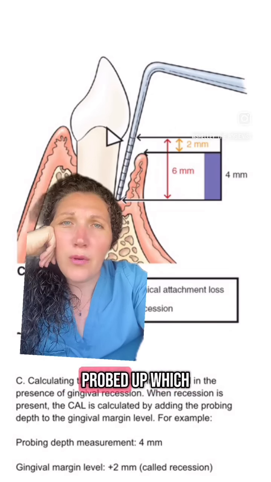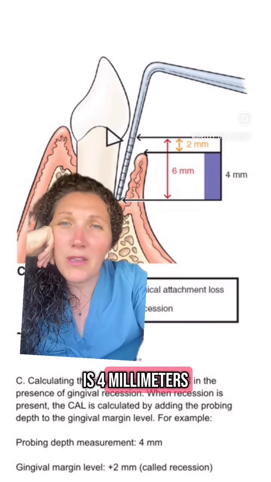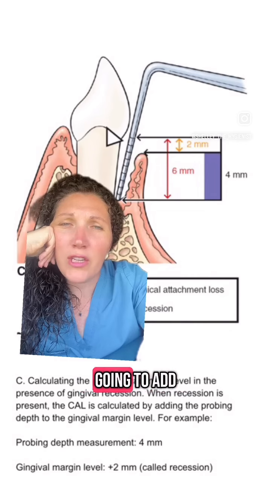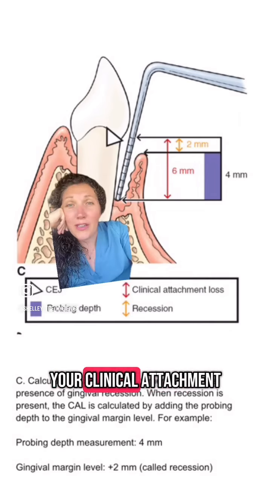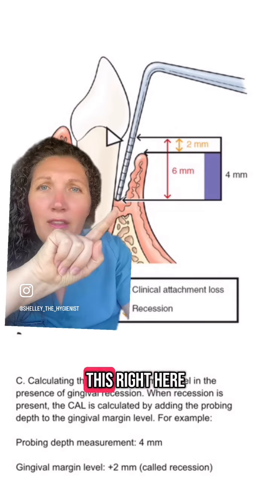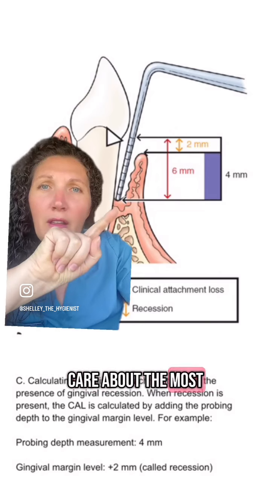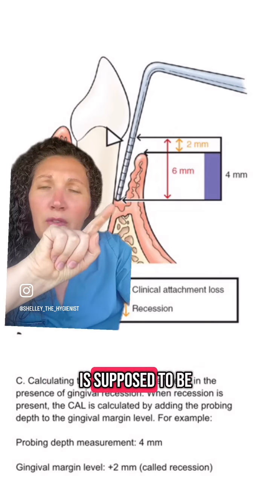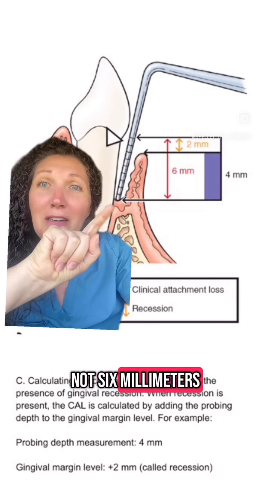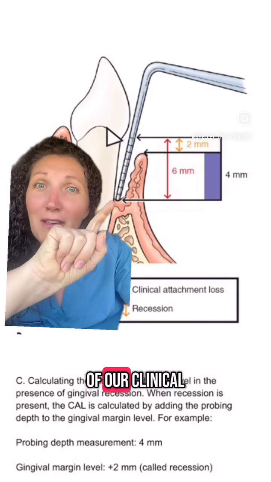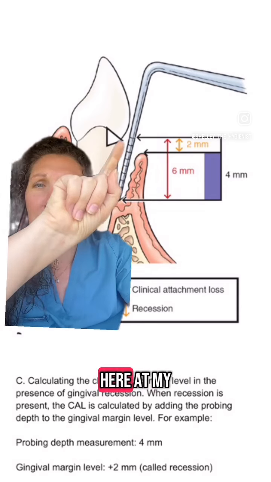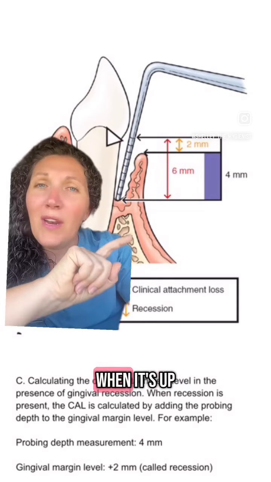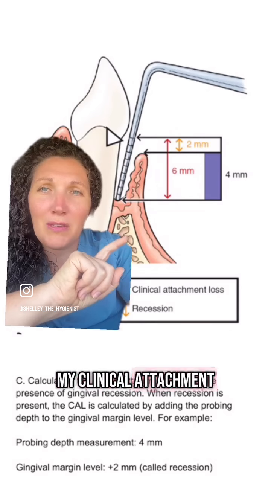You take your probe depth, which in this case is 4 millimeters, and then you add your recession, which is 2 millimeters. That tells you where your clinical attachment level is. This is what we care about the most. The junctional epithelium is supposed to be up here at my CEJ, not 6 millimeters of clinical attachment loss. When it's at my CEJ, my clinical attachment level is 0.